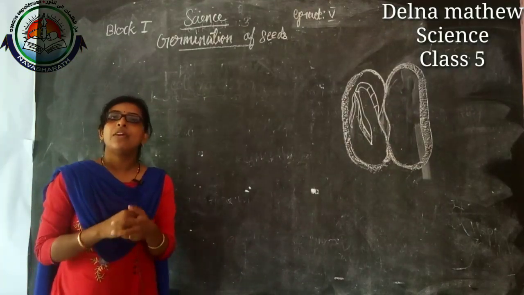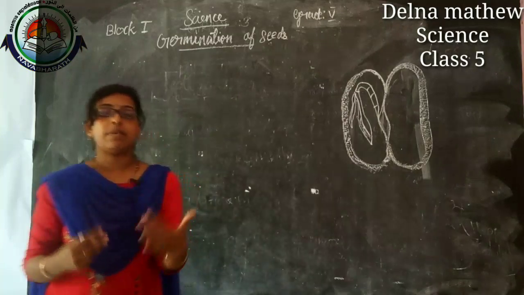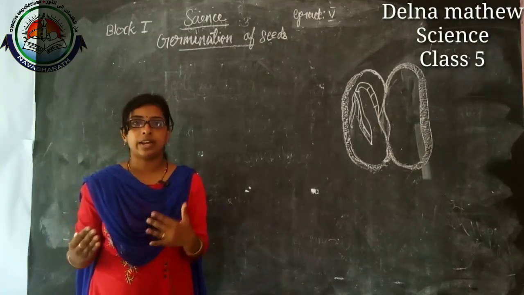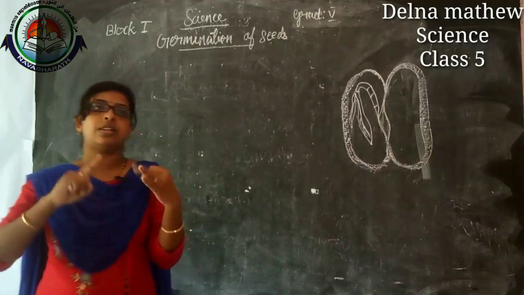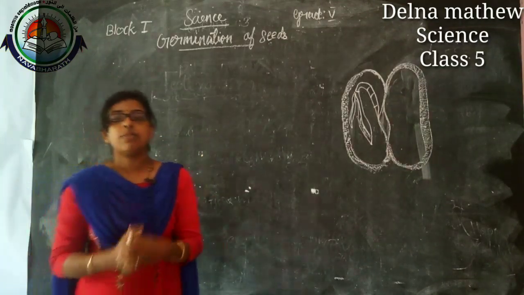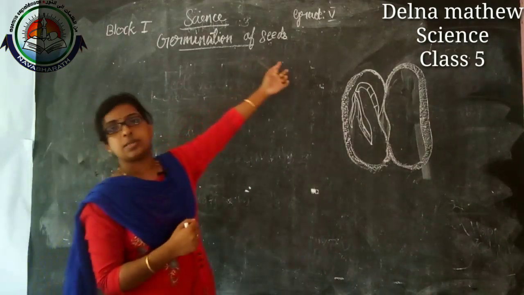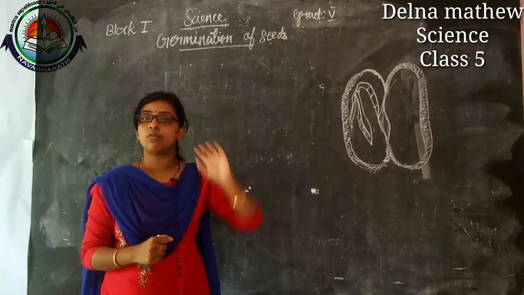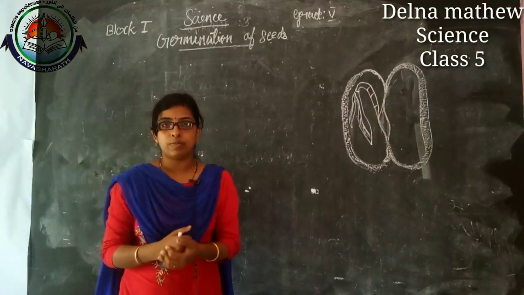Okay, so we know that plants are very important for us. We depend on plants directly or indirectly. We depend on plants for our food, shelter, and even for breathing. So plants are very important for us. Here you can see seeds. Germination of seed is our first block, and seeds can produce a new plant.